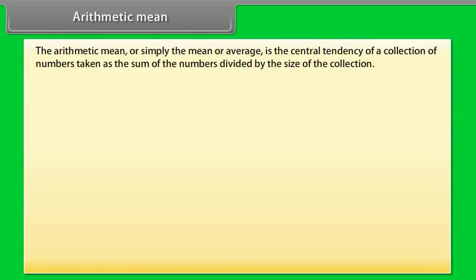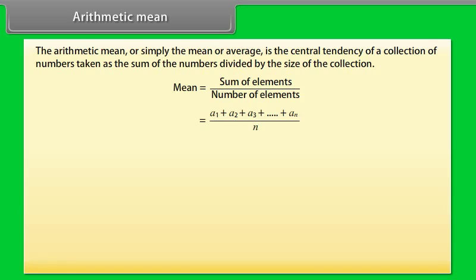Arithmetic mean. The arithmetic mean, or simply the mean or average, is the central tendency of a collection of numbers, taken as the sum of the numbers divided by the size of the collection. Mean is equal to the sum of elements by the number of elements, which is equal to A1 plus A2 plus A3 up to plus An by n.